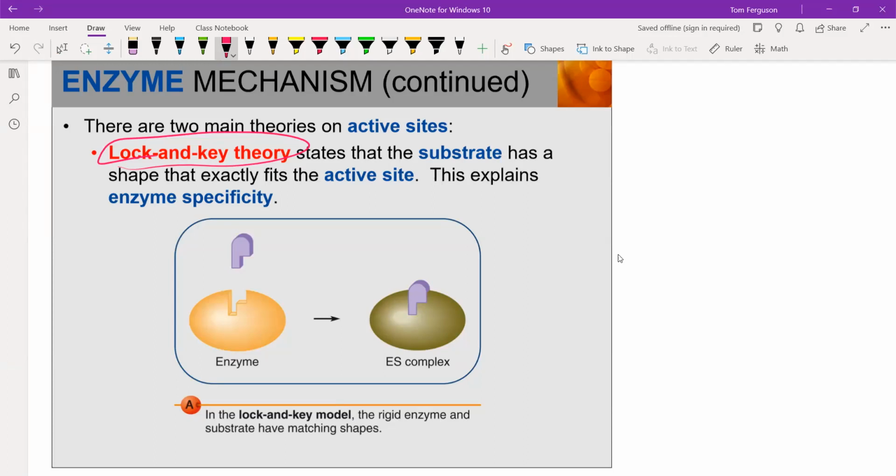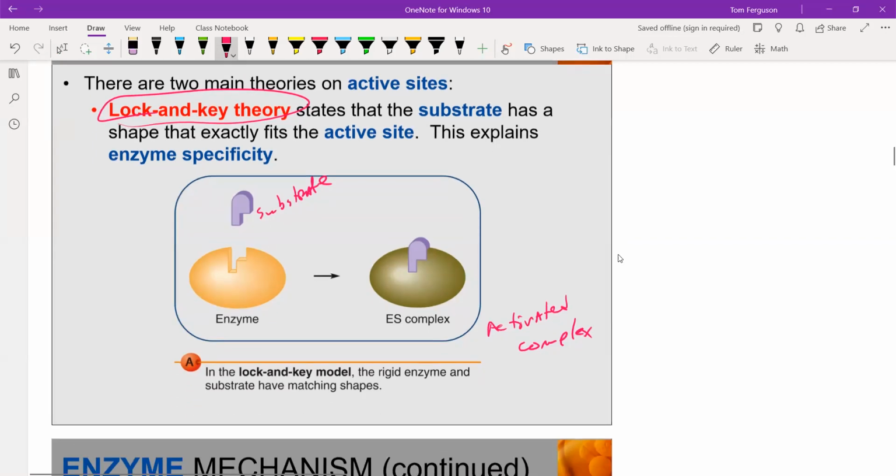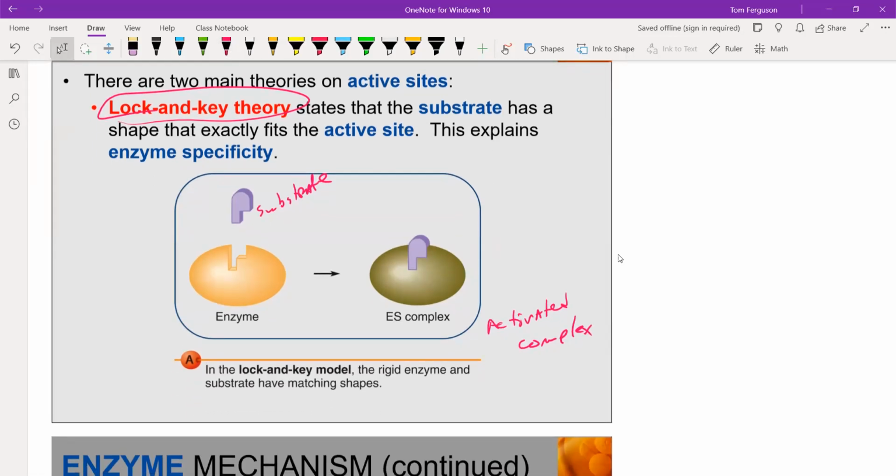Once the substrate and enzyme become one, it's called the enzyme substrate complex, which is, again, the activated complex. Okay, and this is how we get the extreme specificity of enzymes. It's because the substrate molecule has to fit perfectly in the active site. Otherwise, nothing happens.